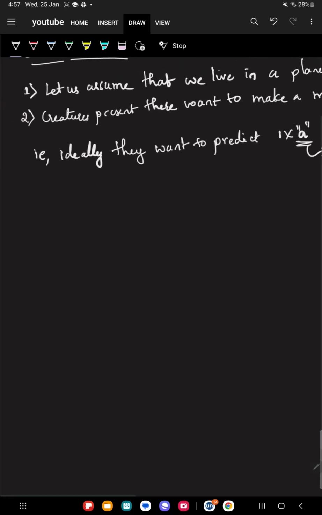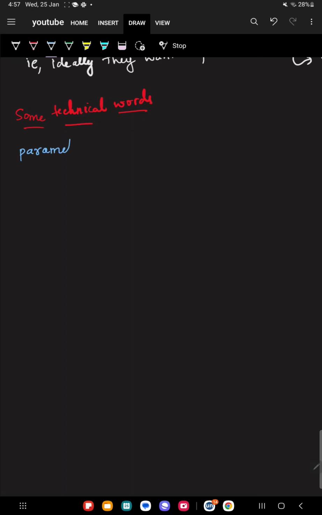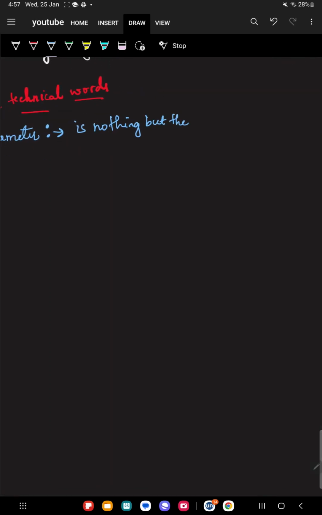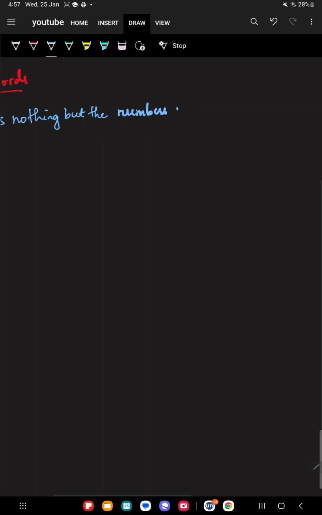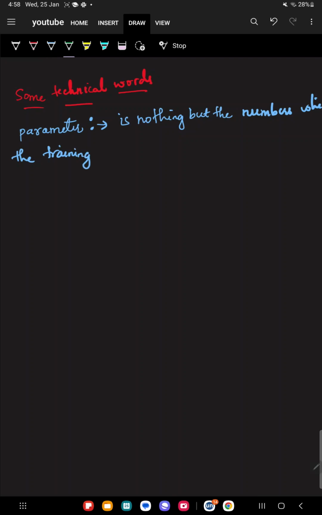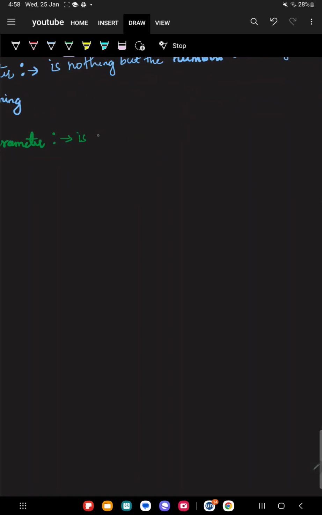Now, let us look into some of the technical words. We all know that one of the things we always use is a parameter. A parameter is something which we learn during the training. And you may have also heard one more word called hyperparameter. A hyperparameter is something which we actually choose on our own.